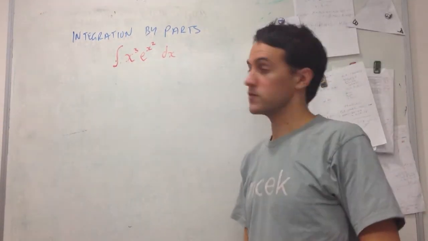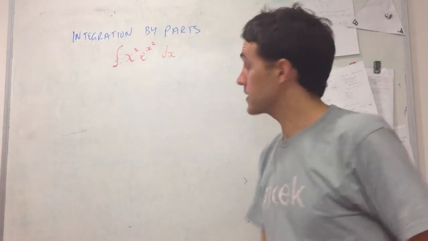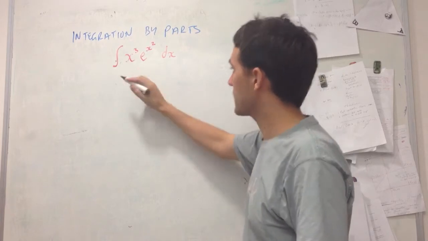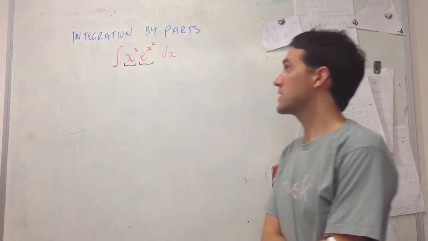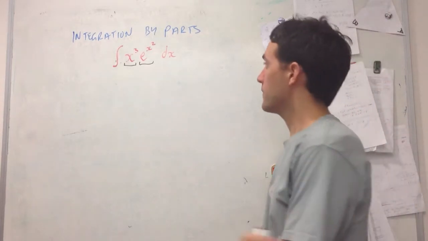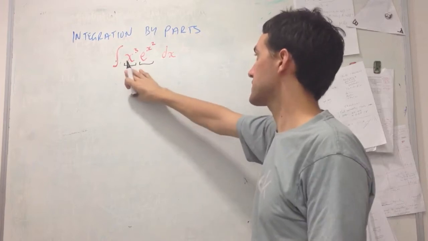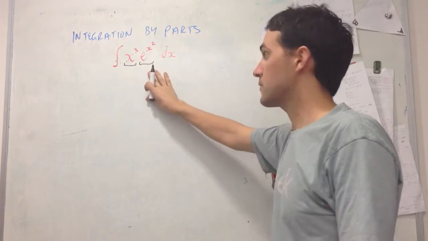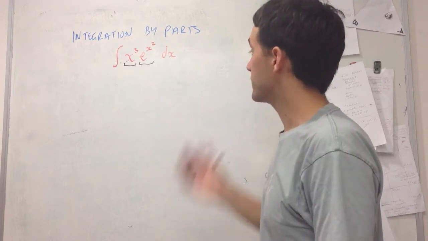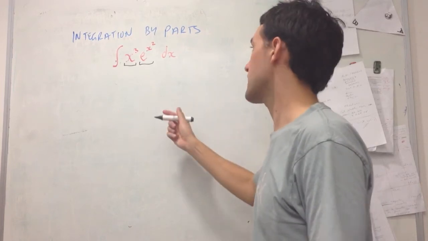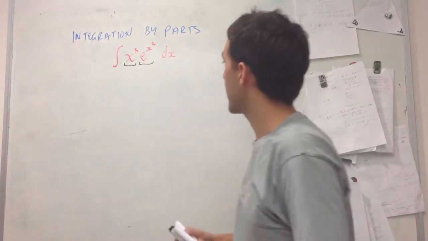Okay, for the second example of integration by parts, this one's a little bit more tricky than the last one, because if I look at my two basic functions here, x cubed and e to the x squared, I know how to differentiate and find the integral of x cubed, but for e to the x squared we don't have a rule for the integral of this. I can differentiate it though. So if I went down that path, let's see what would happen.